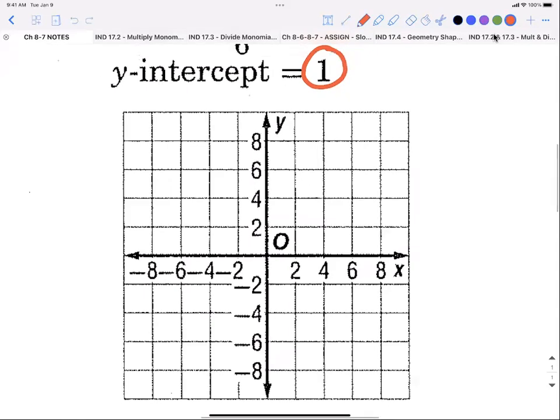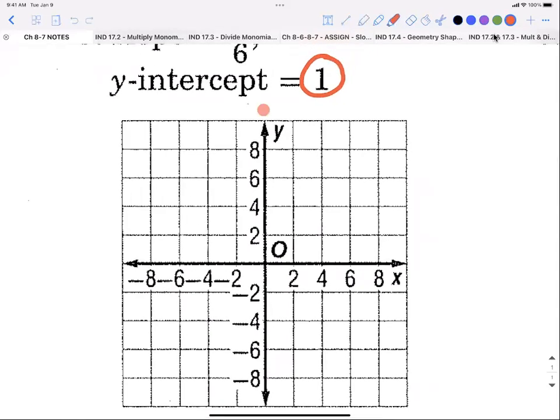So my 1, and again, as a reminder, this is your y-axis. The y-intercept is just a fancy name for the point that sits right on the y-axis. Okay, that's what the y-intercept means. So right at 1, I'm going to put a point. Whoops, let's do that in pen. I'm going to put a point at 1, right? I'm going to begin with my y-intercept or my B.